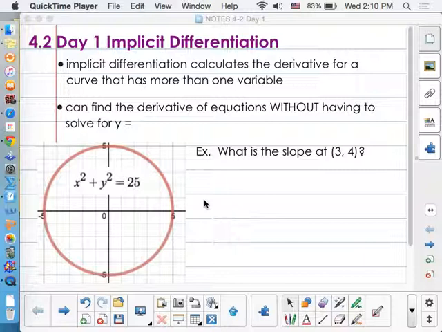The implicit differentiation calculates a derivative for a curve that uses more than one variable. So a curve that might use more than one variable would be the circle that you can see. There's plenty of other curves. You can find the derivative without having to solve for y equals. So the reason it's called implicit differentiation is you're not moving it around to have the explicit or written out y equals function. You're actually leaving y in the function or whatever other variable and finding the derivative anyway.